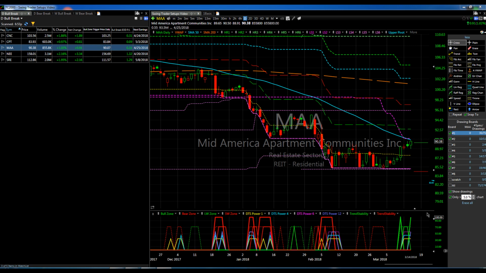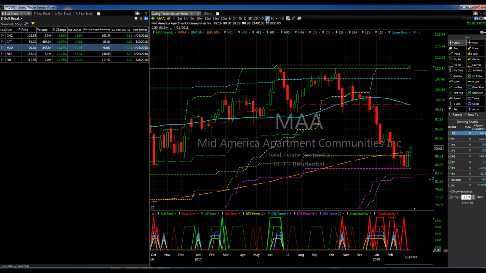MAA, same thing, 50-day. This consolidation down here, trying to get a little bit of momentum going. Nothing huge yet. If you look at this on the weekly chart, this thing is way down here. It's been holding this support line for about 6 weeks, got up off of that last week through the 200 week, and it's trying to get something going.